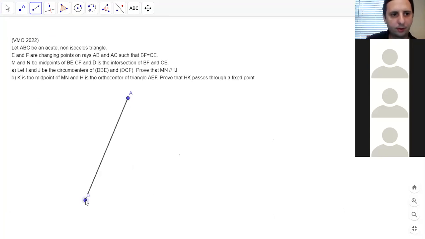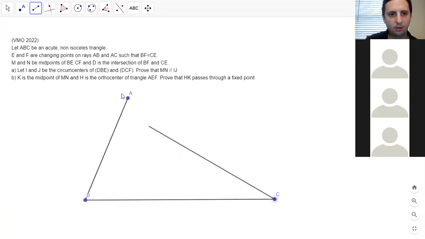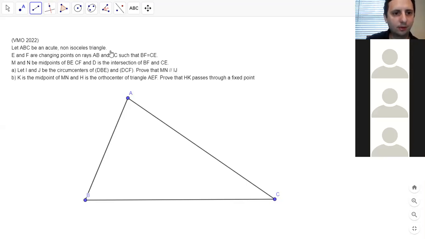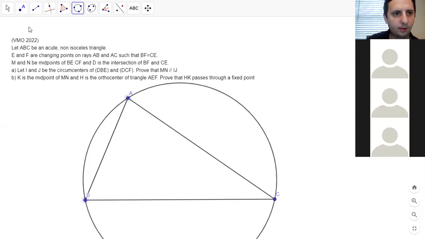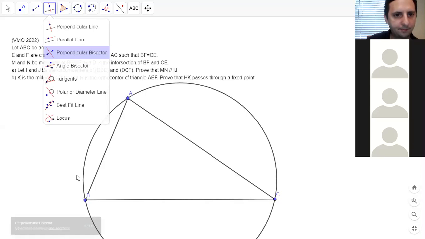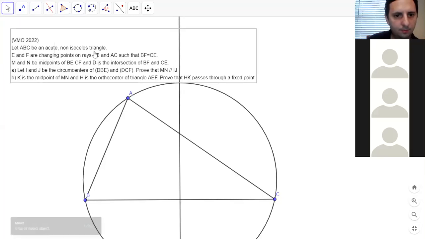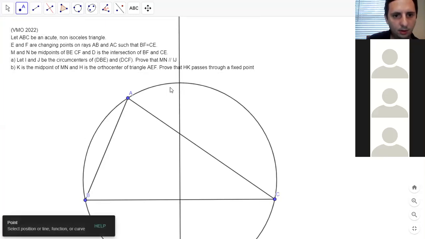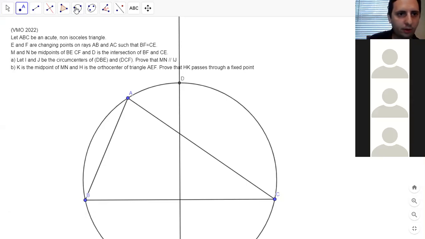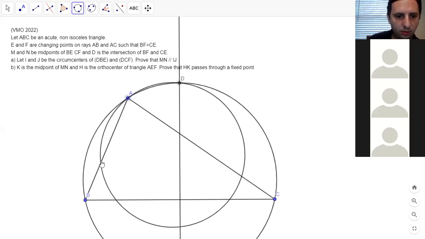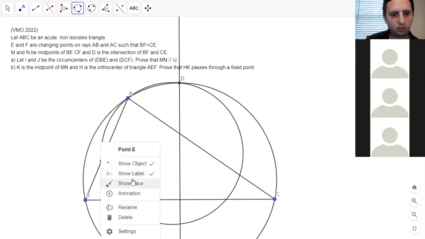So we have a triangle ABC. E and F are on AB and AC such that BF is equal to CE. Okay, we've seen this idea before, right? So that just means if we take the midpoint of arc BAC, then it means that basically we have a cyclic quadrilateral through D, A and those two points, right? So let's call this F.